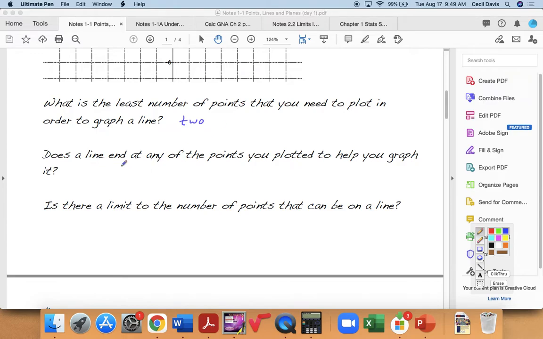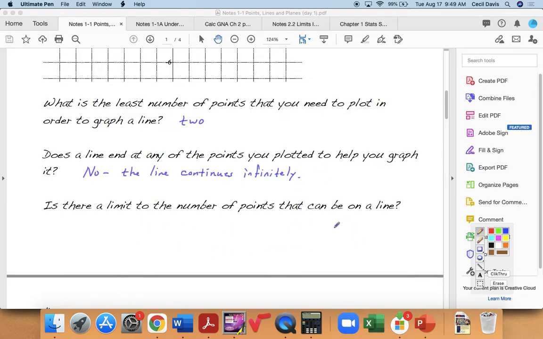Does a line end at any of the points you plotted to help you graph it? Does it end there? No. In fact, the line continues infinitely. Did you ever get points taken off on something when you graphed it because you didn't put arrows on the ends? Most people have done it at some point or another.